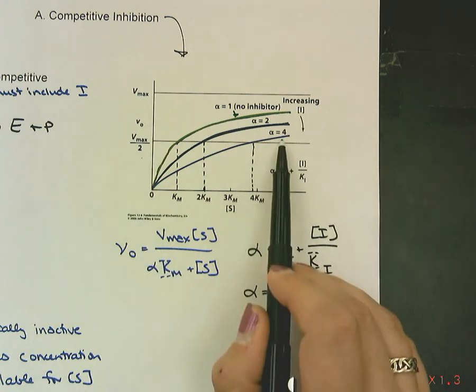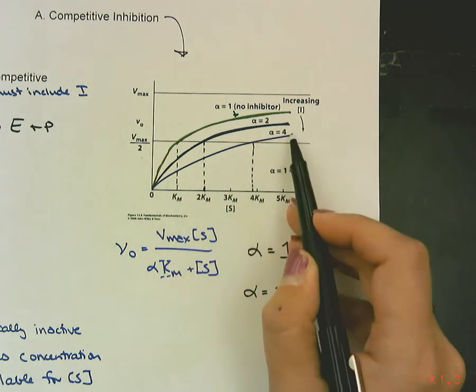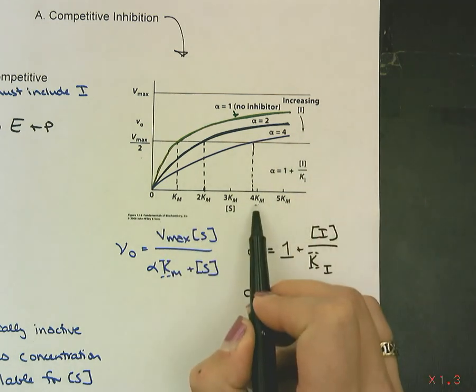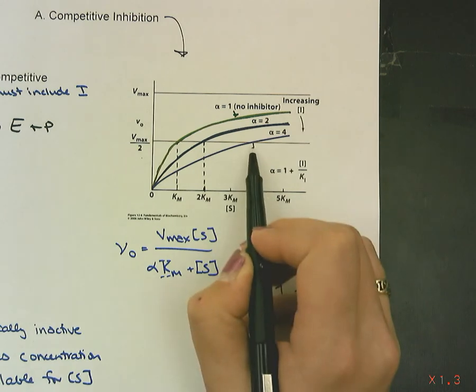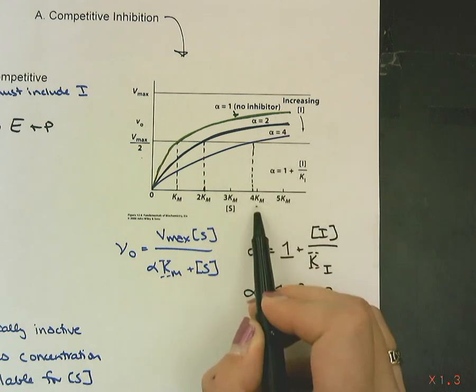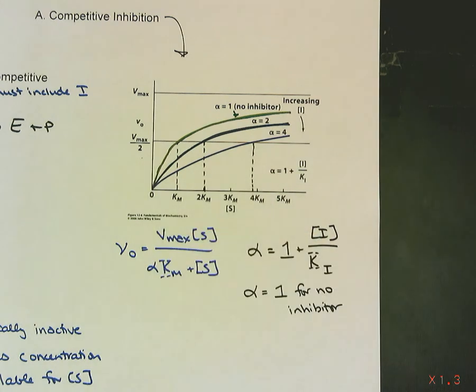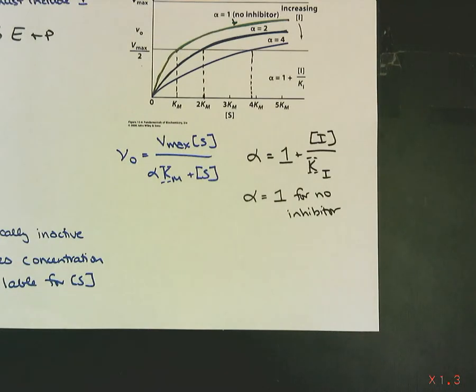And then if I go up to alpha equal 4, where now I have a lot of inhibitor, I now have to have almost quadruple the amount of substrate to get to the same half maximal velocity. Because more inhibitor requires more substrate to get to the same max velocity. Everybody see those points on the graph? All right. Let's point out some other things then.